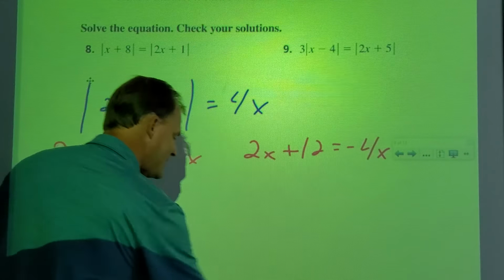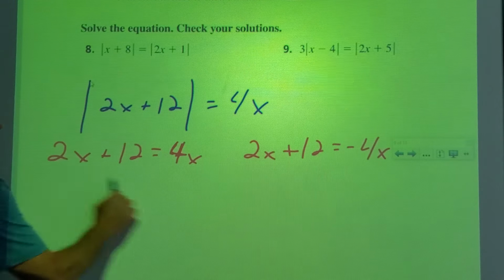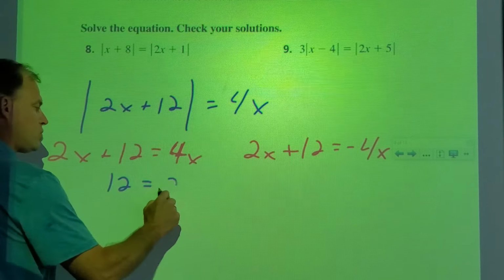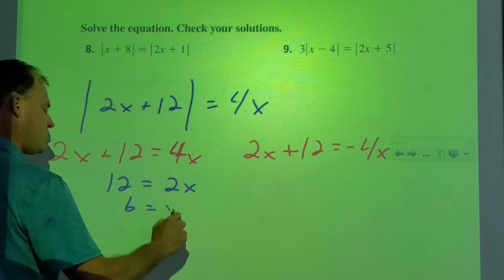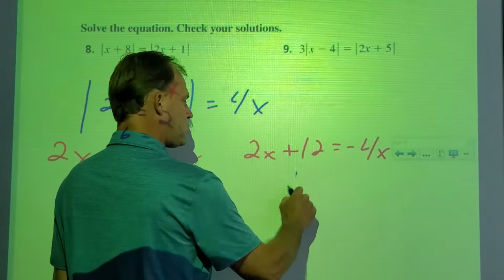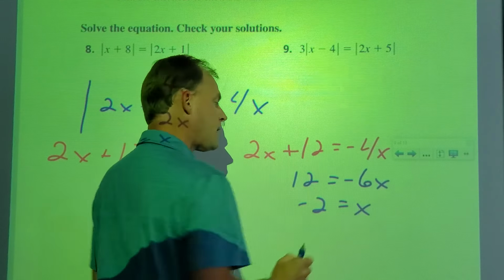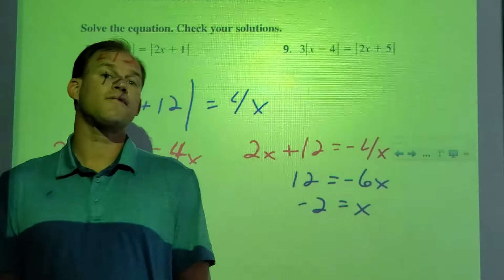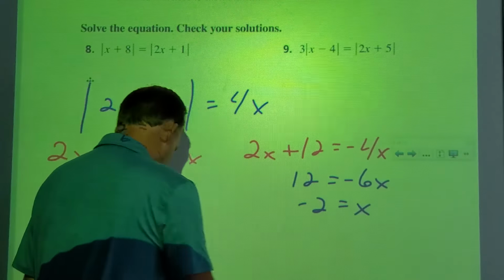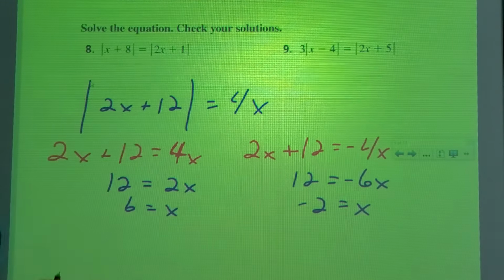Go through and solve the equation. Again, get the x's on the same side. 12 equals 2x, 6 equals x. Subtract 12, negative 6x. Negative 2 equals x. Let's check and see if these answers work or not. So I'm going to plug in 6.